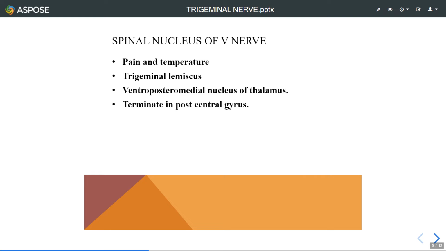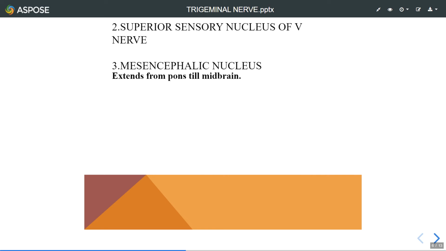Next, we see about the superior sensory nucleus, which carries touch and pressure, which relay in this nucleus, and the remaining part is the same as the spinal nucleus. Next we see about the mesencephalic nucleus. The mesencephalic nucleus extends from pons till midbrain and it receives proprioceptive impulses from muscles of mastication, TMJ and teeth.